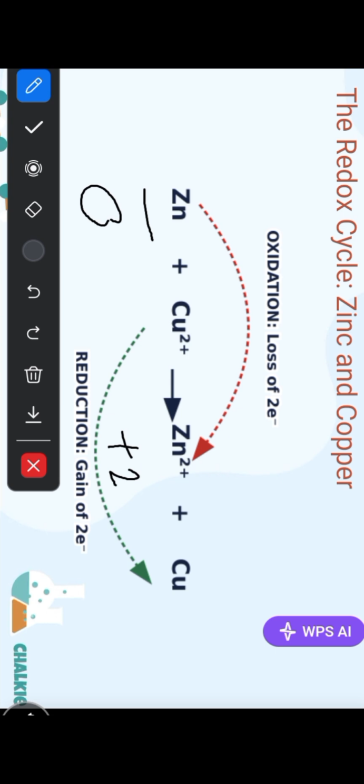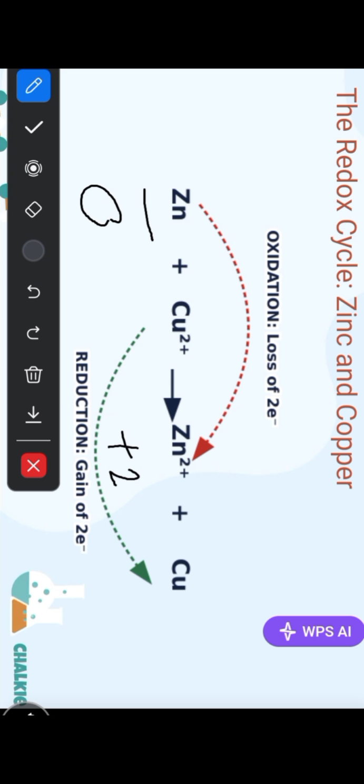So now this is from 0 to +2. It is increasing towards the positive direction. So this is oxidation. It is increasing. Oxidation is the loss of electrons. That means it loses electrons to become positively charged. So that is oxidation, moving towards the positive direction, increasing from 0 to +2.